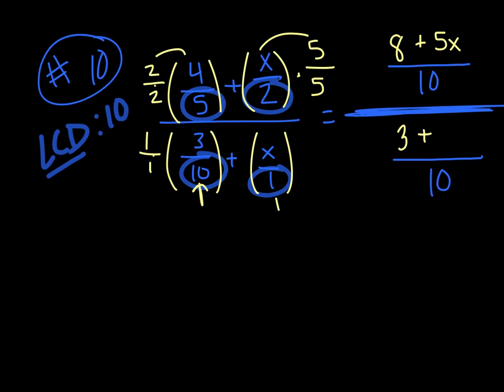Our denominator is currently 1. We need to get it to 10. So we need to multiply by 10 over 10. So that's going to give us 10x. Now here's what happens.